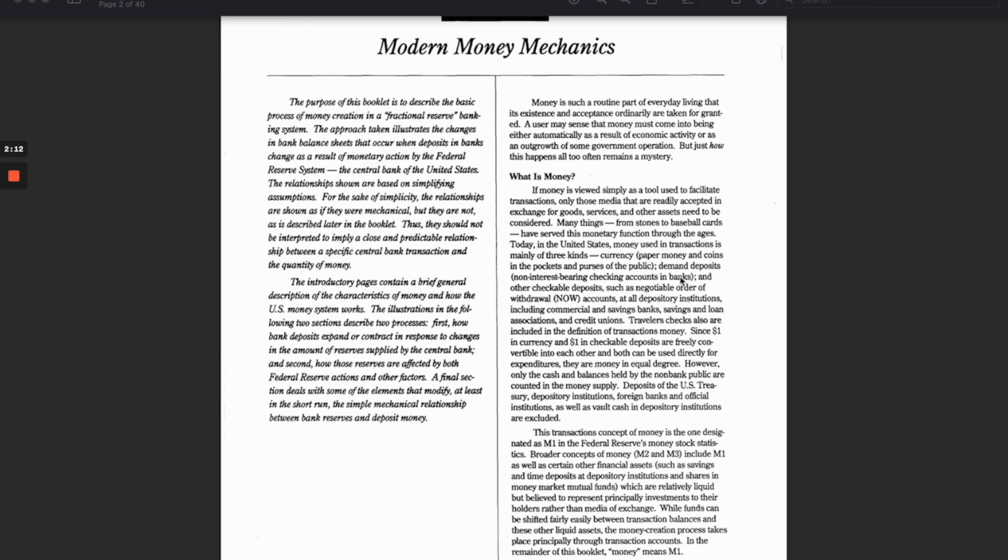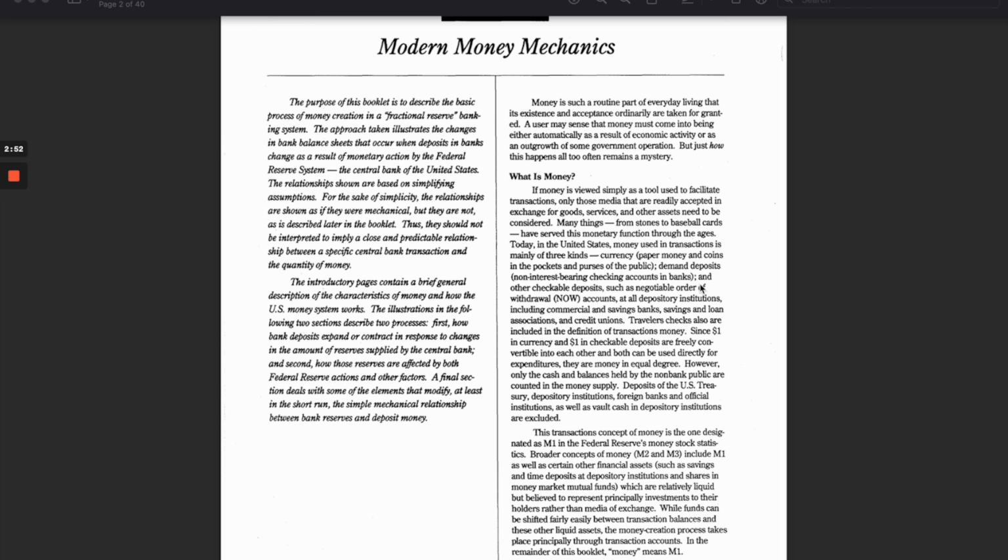Money is such a routine part of everyday living that its existence and acceptance ordinarily are taken for granted. A user may sense that money must come into being either automatically as a result of economic activity or as an outgrowth of some government operation, but just how this happens all too often remains a mystery. So what is money? If money is viewed simply as a tool used to facilitate transactions, only those media that are readily accepted in exchange for goods, services, and other assets need to be considered. Many things, from stones to baseball cards, have served this monetary function through the ages.